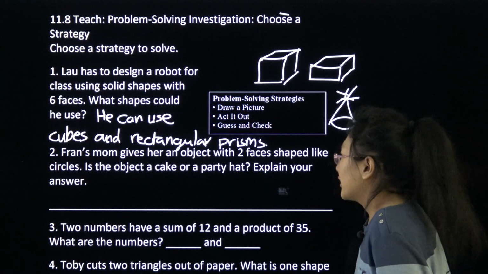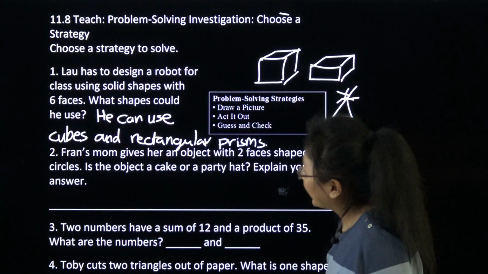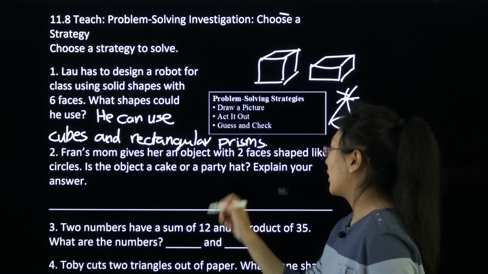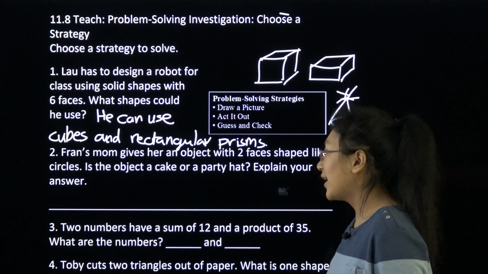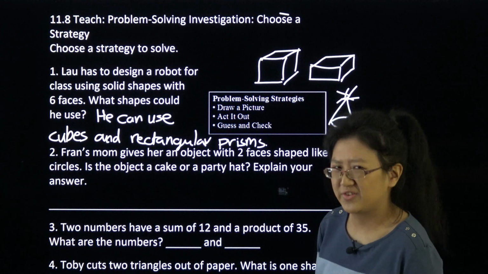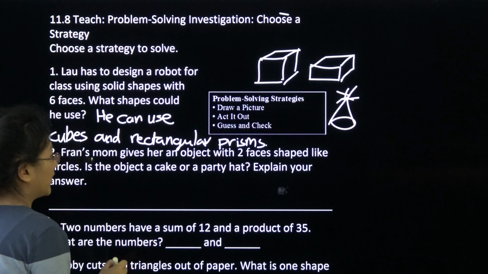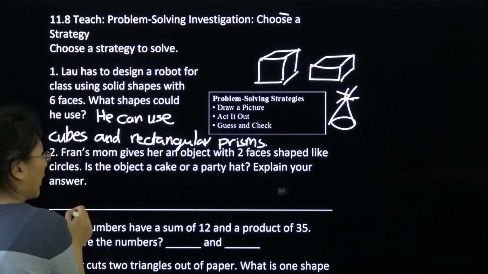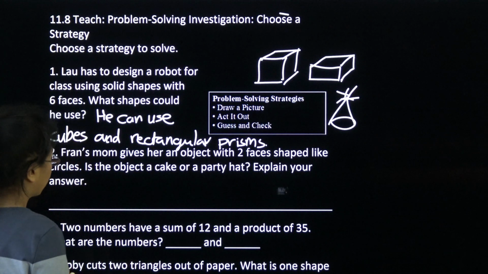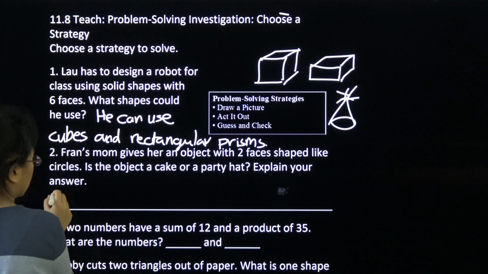And a cake can look like many different things. But if there's 2 faces shaped like circles and there's only 1 face in a cone, then we definitely know that it's not a party hat. So the object is definitely a cake, even though cakes can come in many different shapes and sizes. So, explain your answer. We need to explain it. So, our explanation is that it can't be a party hat because cones have 1 face. So, the answer would be written something like this.